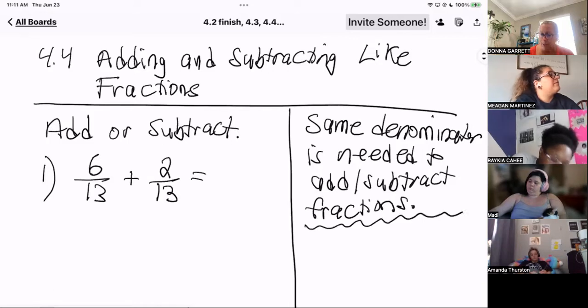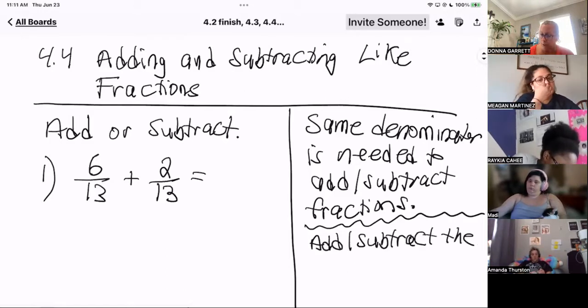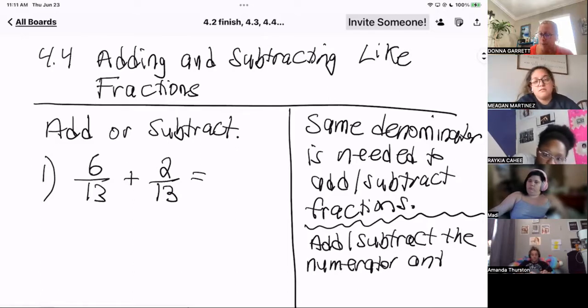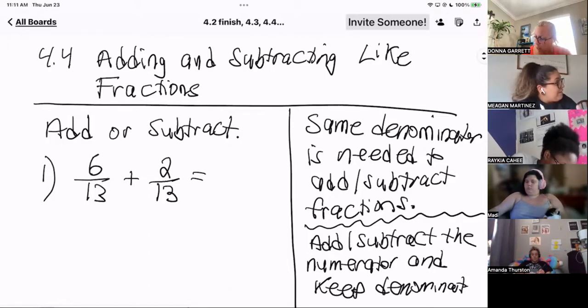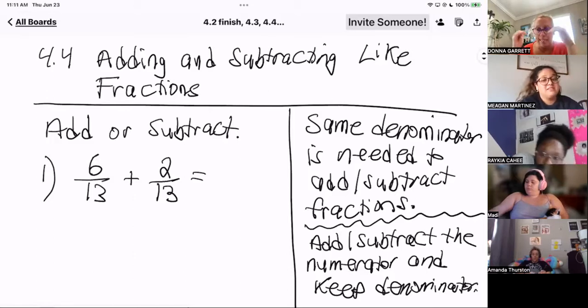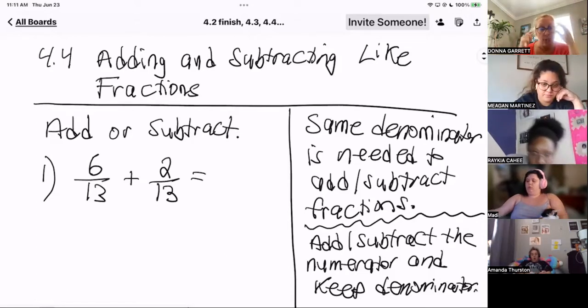Then when you have the same denominator, you add or subtract whatever is given, the numerator, and keep the denominator. You do not change the denominator. You don't add them, you don't subtract them. So when you add or subtract, you're only adding or subtracting the numerator and keeping the denominator, but the denominator has to be the same. That's what's called like. This whole section is having the same denominator. It's already done for you.